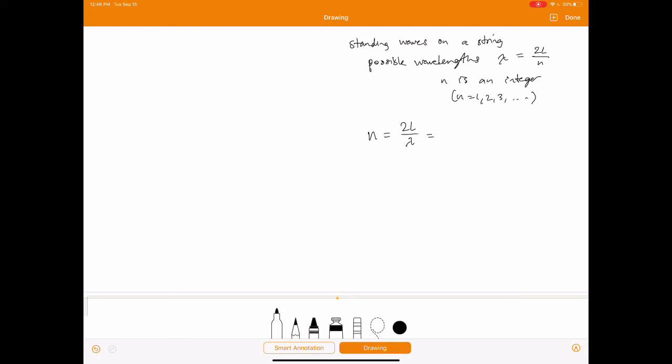If it does, then we're fine. If it doesn't work out to an integer, then this is not a possible wavelength. So we have 2 times L. L is 57.8 centimeters. Divide by lambda, which is 9.25 centimeters. And this works out to 12.5. That's not an integer. So because this doesn't work out, this is not a possible wavelength.